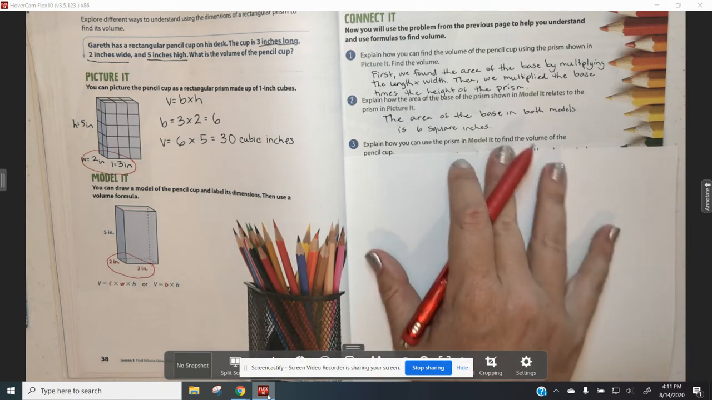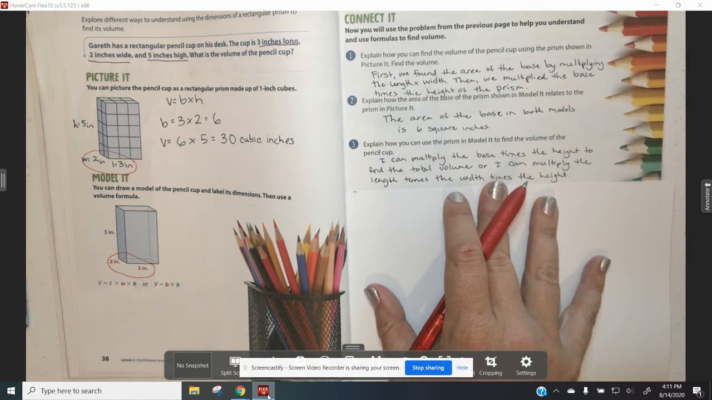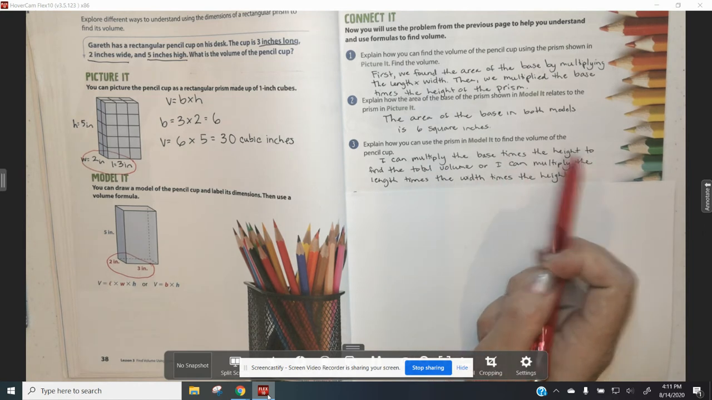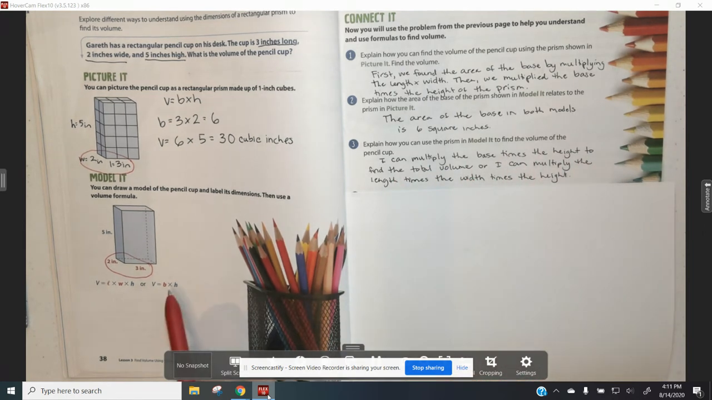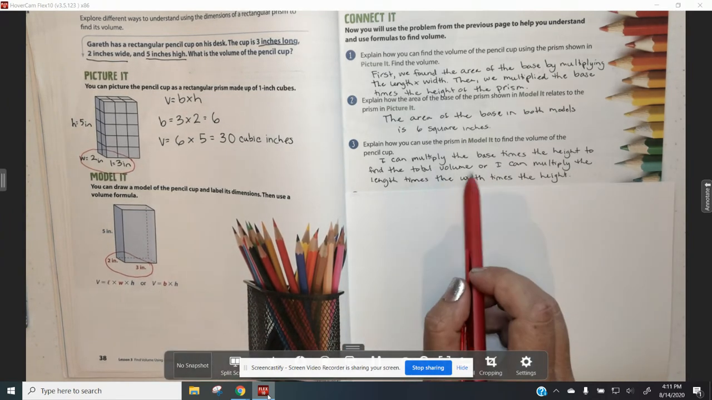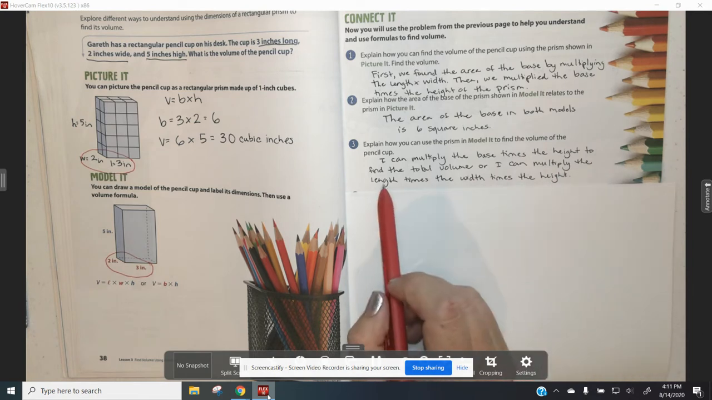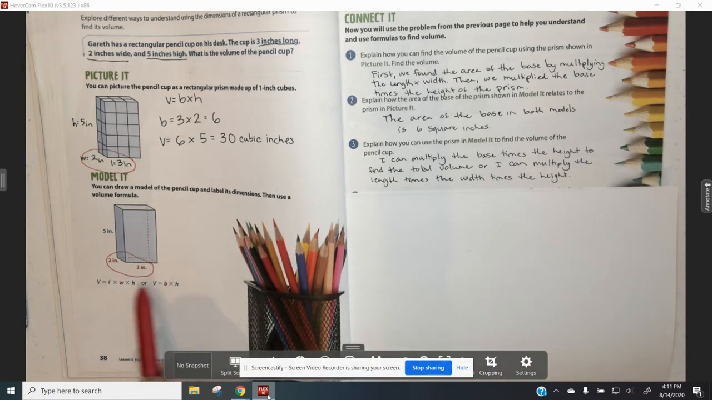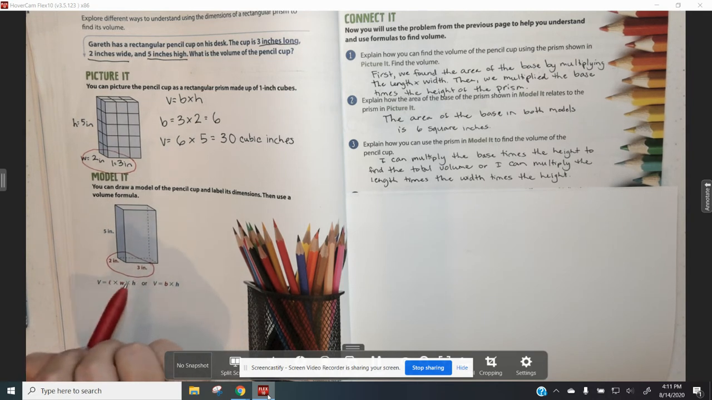there are actually 2 ways that you could solve this. You could multiply the base times the height to find the total volume. So you could use this method, or this formula, I should say, or you can multiply the length times the width times the height and use this formula. Either way, you're going to get to the same volume. It doesn't matter if you use volume equals base times height or if you use volume equals length times width times height.